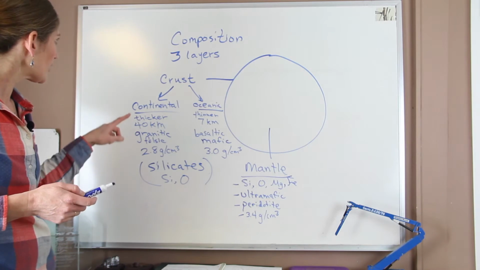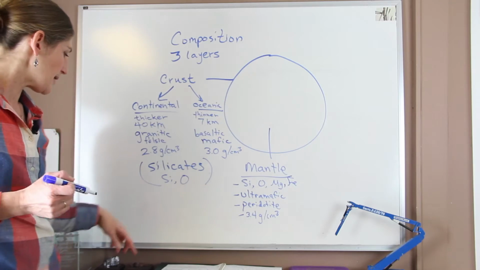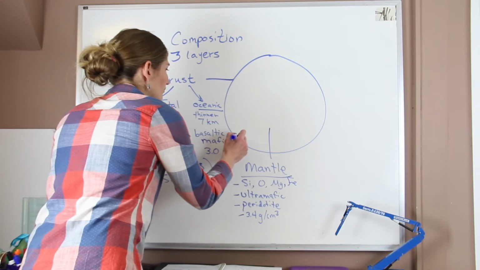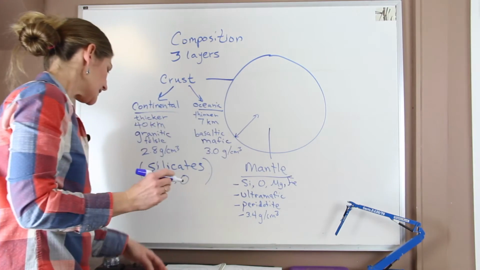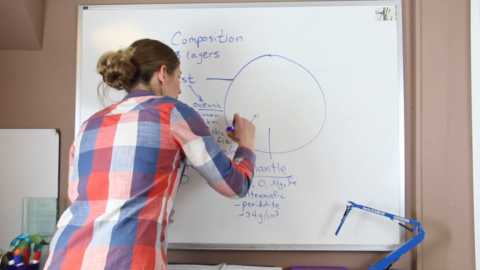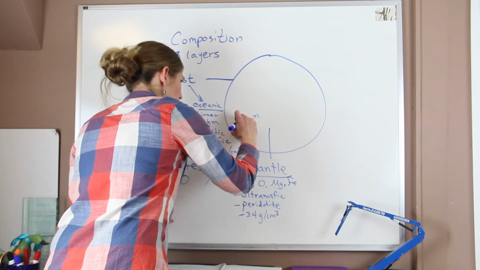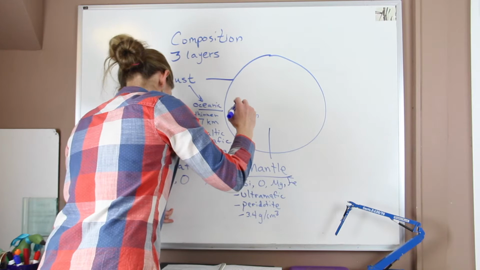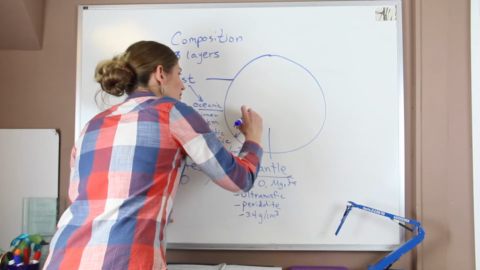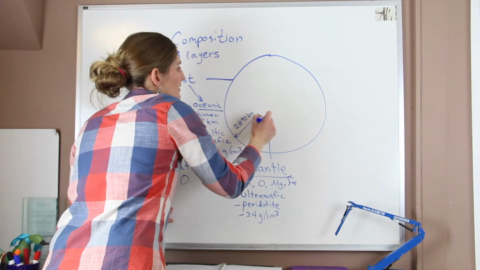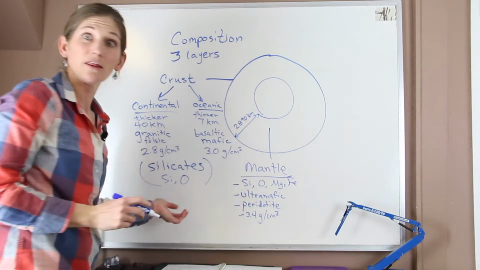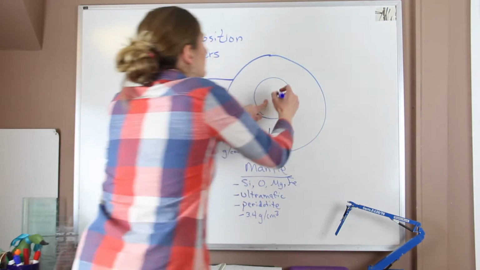Now the question is, how far down does the mantle go? The boundary where it ends is at about 2,890 kilometers. And then inside of that, we have this other sphere, and this is our core.